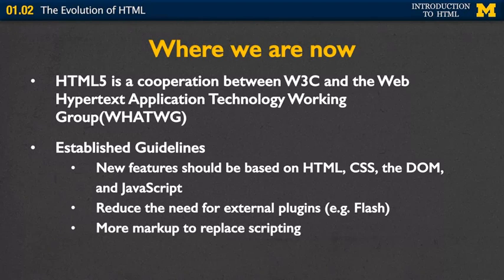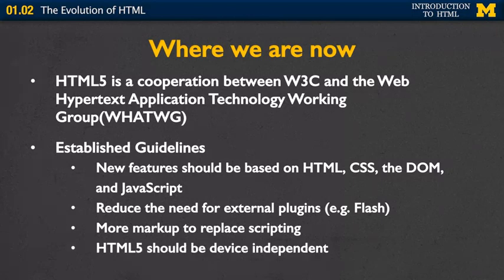They also want to move so that markup, or the markup language, can replace scripting. If you find that more and more developers are writing code to make something happen, get rid of the code and just make a simple tag that can do it instead. And finally, HTML5 should be device independent. It shouldn't matter whether you're on your phone, your laptop, a PC, or even on a screen reader. You want everyone to have the same access to the information.